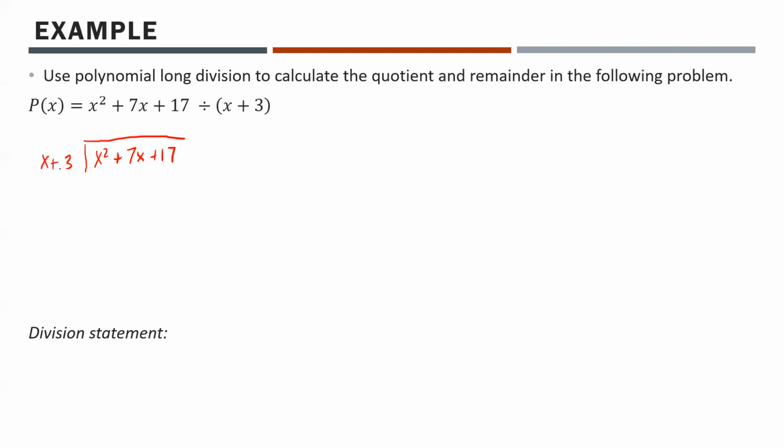Now, to get this started, we have to think about what this whole x plus 3 would have to multiply by to give us the x squared plus 7x that we see here. Now, the trouble is it's not going to fit in perfectly. There's never any guarantee of that.